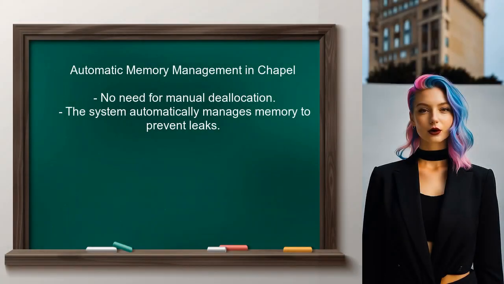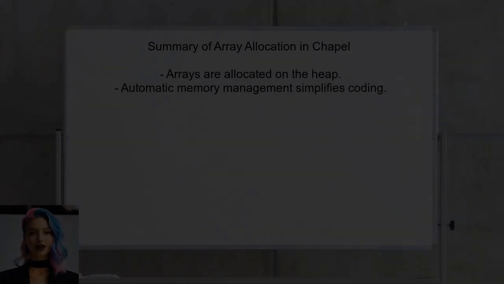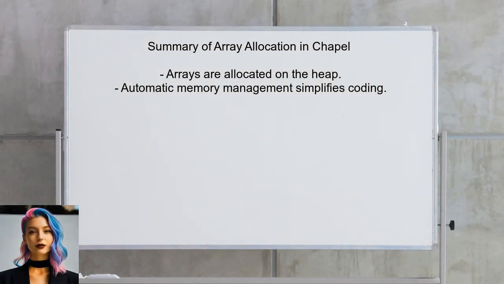The user also asked whether they need to manually deallocate these arrays. In Chapel, the system automatically manages memory, so manual deallocation is not necessary. This helps prevent memory leaks. In summary, the user can confidently use the declaration syntax for arrays in Chapel, knowing that they are allocated on the heap. Additionally, the automatic memory management simplifies the coding process.